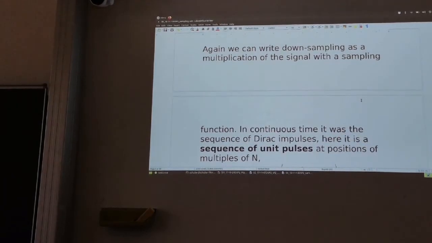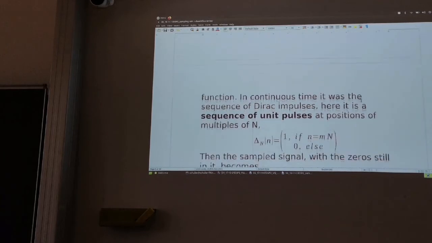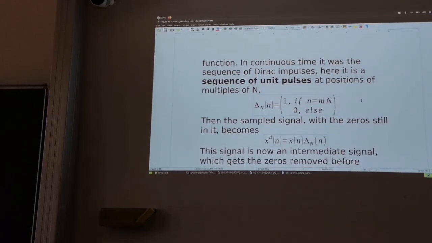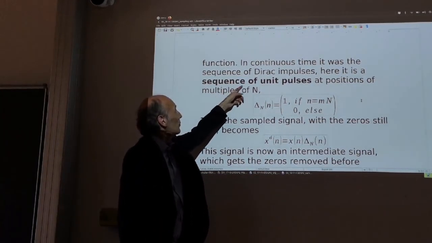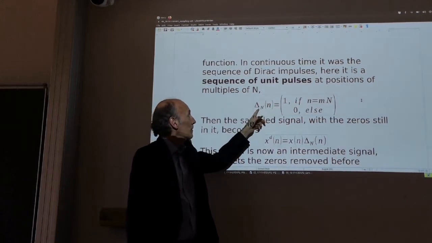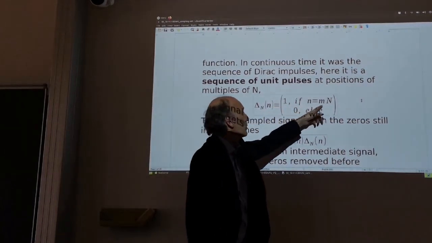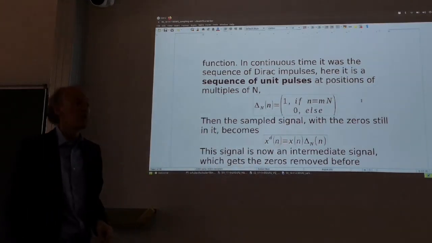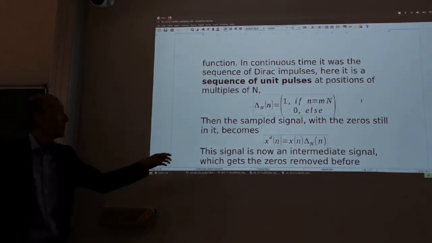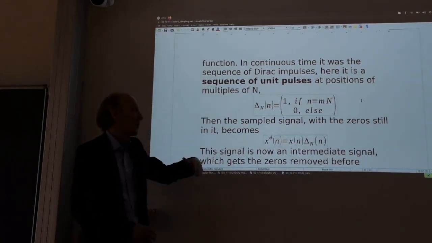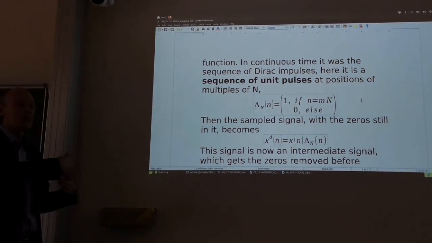So we can now also write the downsampling as a multiplication of the signal with the sampling function, as we did before. And in continuous time, it is a sequence of Dirac pulses. And here is a sequence of unit pulses. So here you can see it. We have a 1 if n is an integer multiple of N and 0 in between. This is like we did in continuous time, but now in discrete time. Make sense? This is just a sequence of ones and zeros in between.